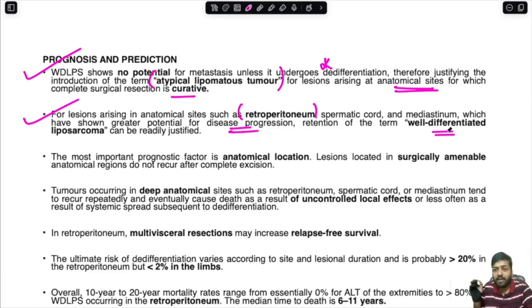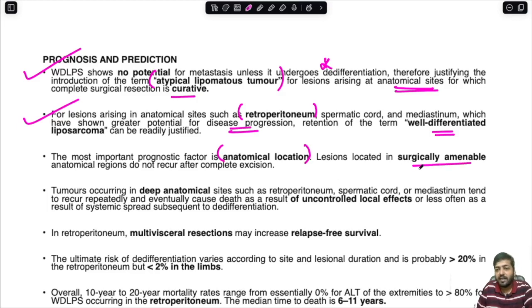So try to understand what we are saying. For lesions arising in anatomical sites such as the retroperitoneum, spermatic cord and mediastinum, which have shown greater potential for disease progression, for such lesions you should use the term well-differentiated liposarcoma. So the most important prognostic factor is the anatomical location.